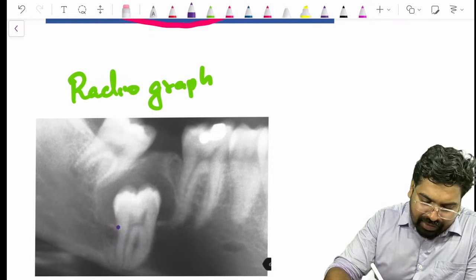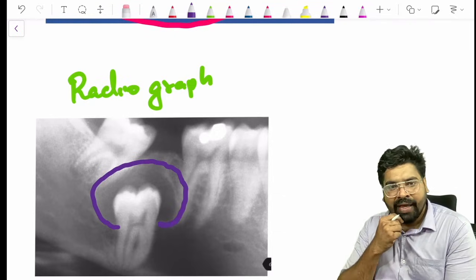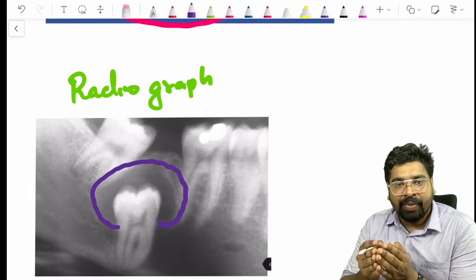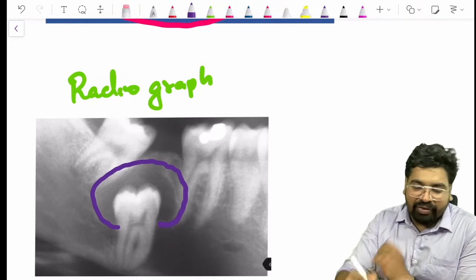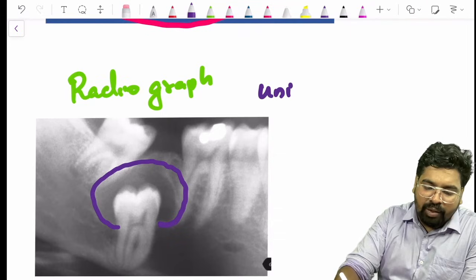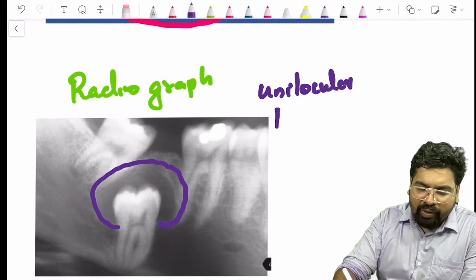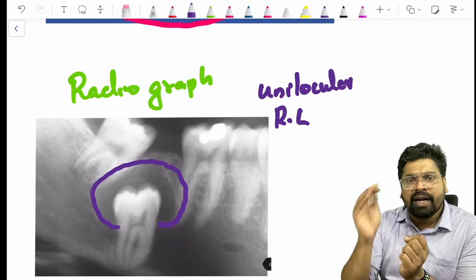Okay, and the margins, can you see this? This is the outline of that cyst. The margins are very smooth, right? It is a unilocular radiolucency. This is a unilocular radiolucency that is covering the crown of the tooth.